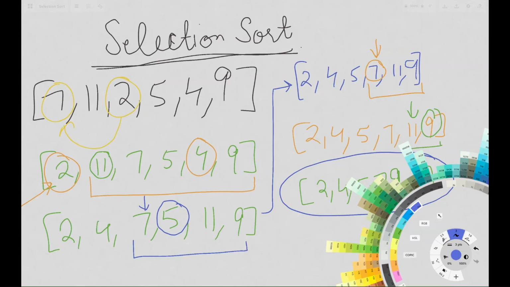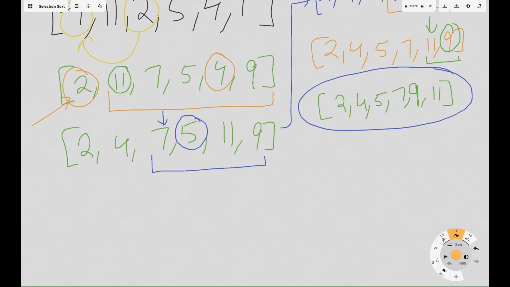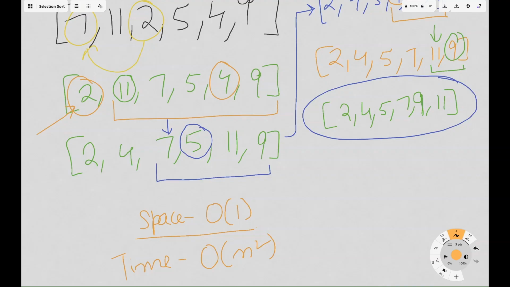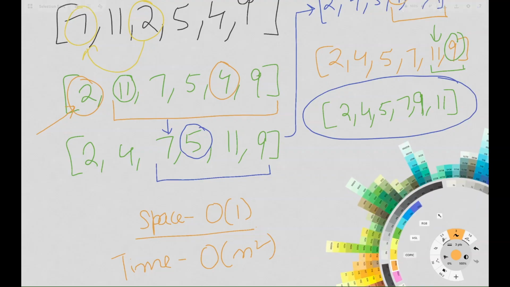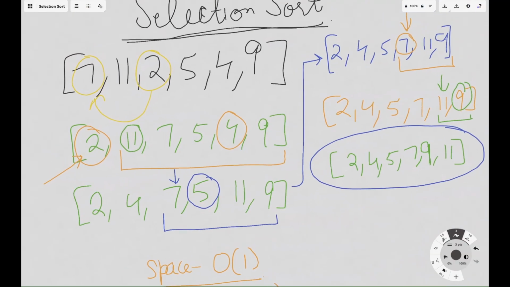Now if we talk about the time and space complexity, space complexity is O of 1 because we do not take any auxiliary space, while time complexity will be O of n square, where n is the number of elements in the array. How will the time complexity be n square? For that, let's look at our iterations.